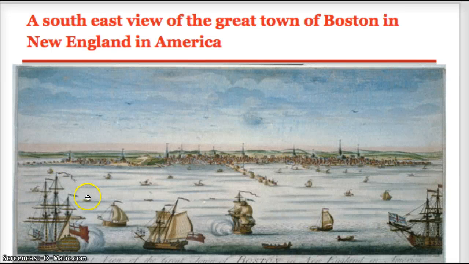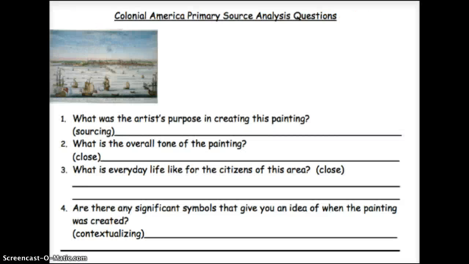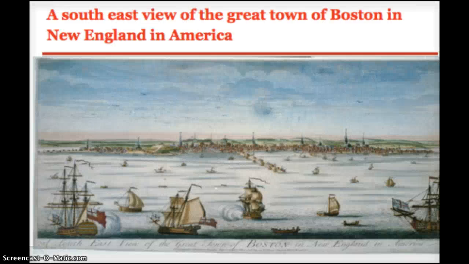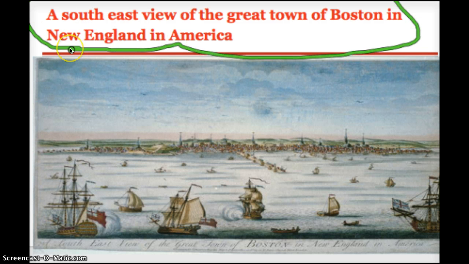All right, so this is how to analyze a picture as a primary source. For your worksheet, you have certain questions that go with each picture. So for this first picture, the first question we're looking at is, what was the artist's purpose in creating this painting? So if we go back to the painting, we can look at the title. That is always a key starting point. Look at the title of any work of art.